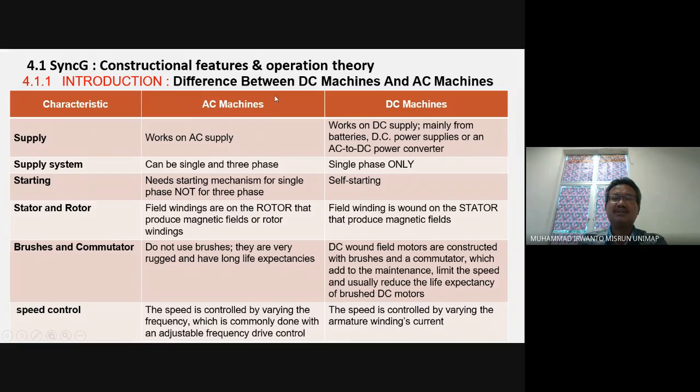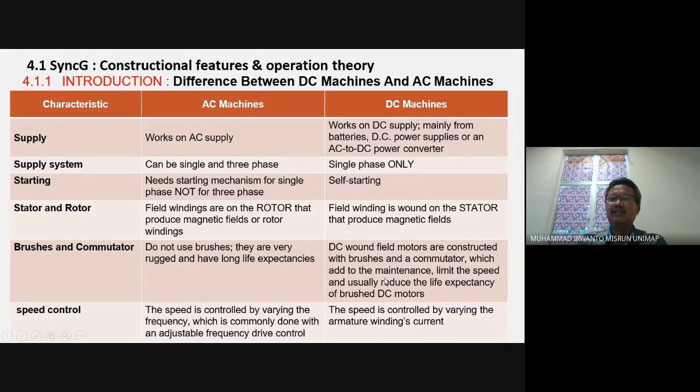And then speed control. For the AC machine, the speed can be controlled by varying the frequency, because we know that Ns equals 120 f over P. And then we know that frequency is proportional to the speed. So if the frequency is high, the speed is also high.